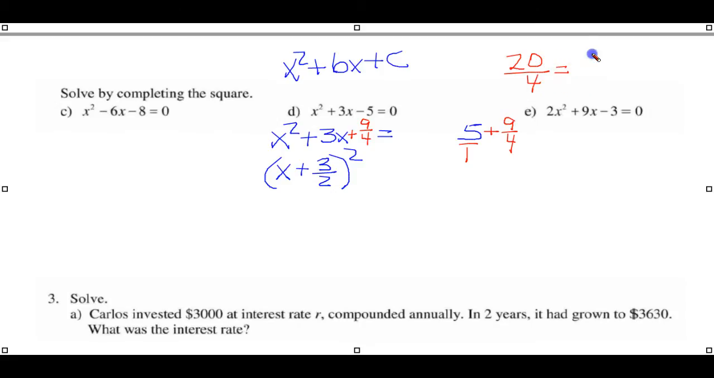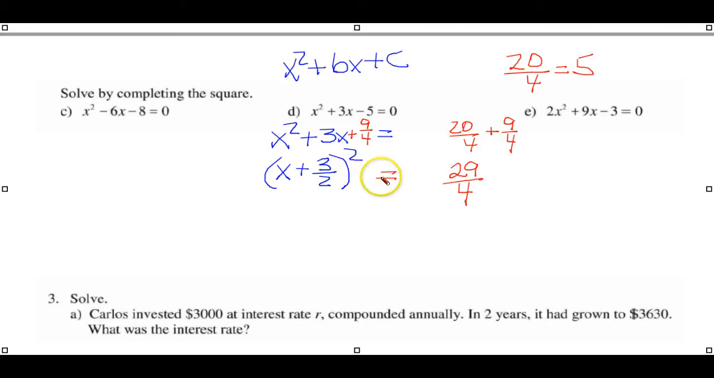20/4 is equal to 5. But I have to have common denominators. So I'm just going to erase this here and put my 20/4. So this now becomes 29/4. And there I am.